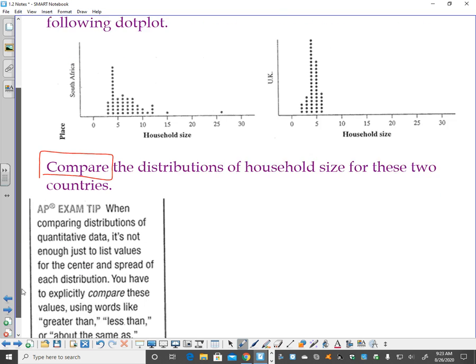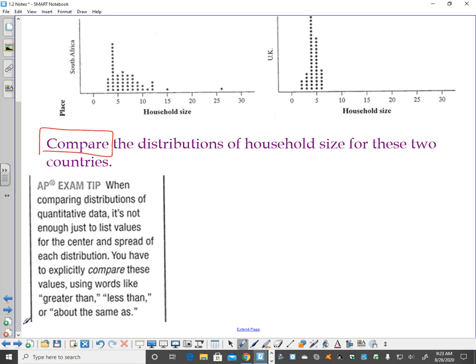Now there's an AP exam tip here. It says, when comparing distributions of quantitative data, it is not enough to just list the values for the center, shape, spread, and outliers of each distribution. I'm not asking you to analyze these separately. I'm asking you to compare. So everything that you address, you need to address for both distributions, and then you need to make a comparison. I cannot stress that enough. I promise you there's going to be one of these on your Unit 1 test, and it's a beast to write. So practice, practice, practice.